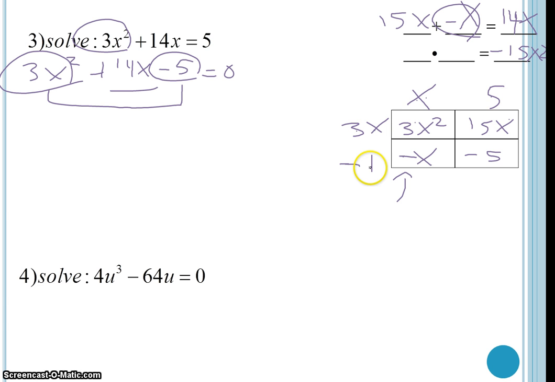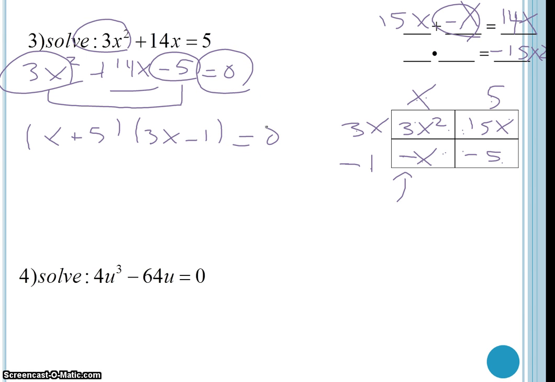X times negative 1 gives you negative x. And negative 1 times 5 gives you negative 5. And when I combine everything in my box, I do get what I wanted to factor. So this factors as x plus 5, 3x minus 1, and I still have this equals 0.